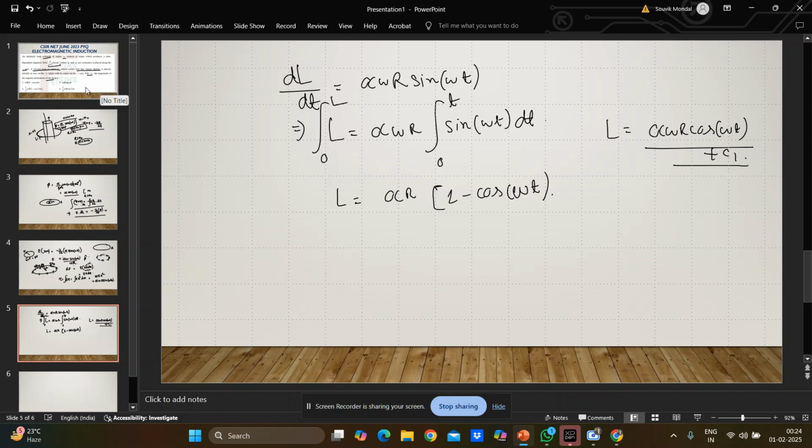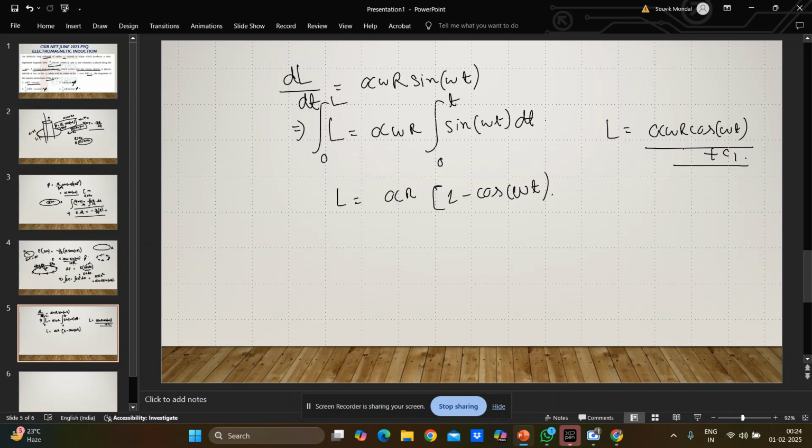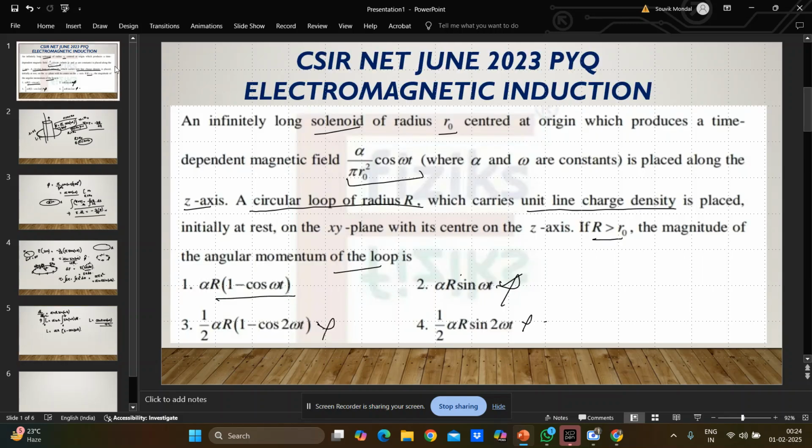Now you can check the options. This option will surely not come, and this one, with cos 2 omega t, has no possibility. So these three options have no possibility of coming. Only the valid option will be this one with some positive constant. Suppose you arrive at this option with some constant c1, because of the indefinite integration. There is no chance of the other options coming, so this will be the most suitable option if you don't do the definite integral at all.